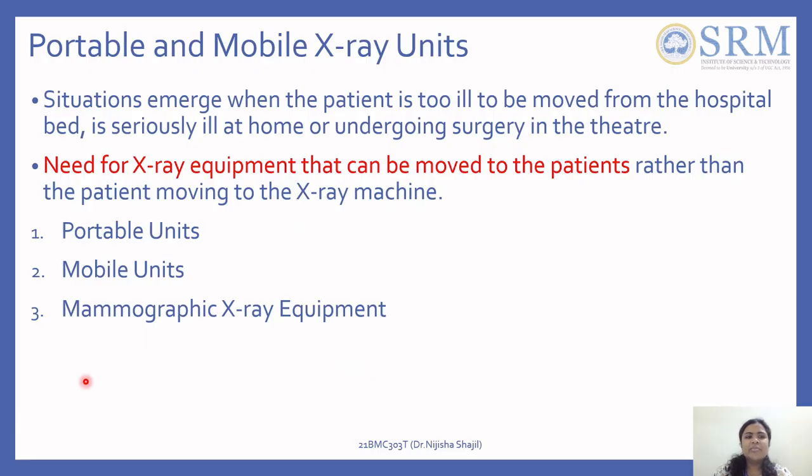Next, let us see about portable and mobile X-ray units. There are conditions where you cannot move the patient to the X-ray room. So the patient cannot be moved, and the only way is to move the X-ray unit to the patient. In that case, we can have three options. One is with the help of portable units. Second is mobile units, which are bulkier, and then you have mammographic X-ray equipment. These are also a smaller version of the actual X-ray machine.